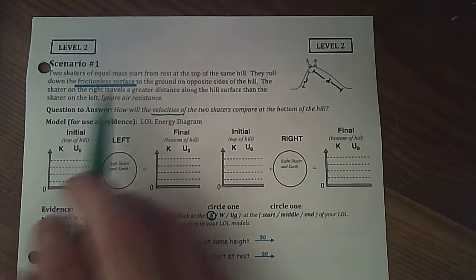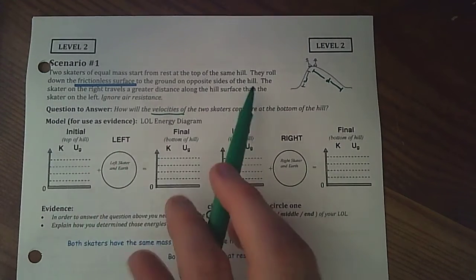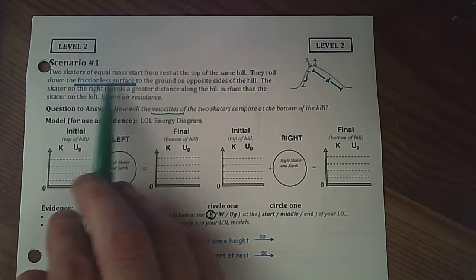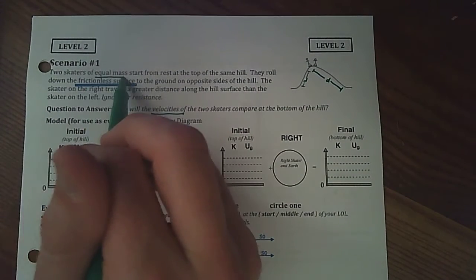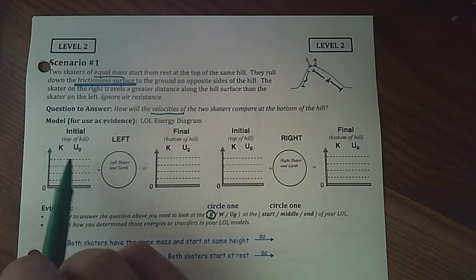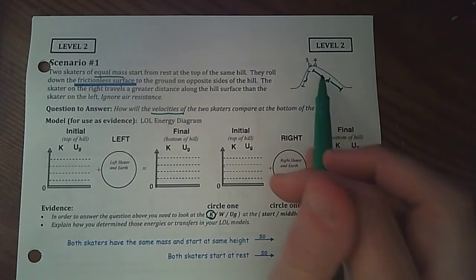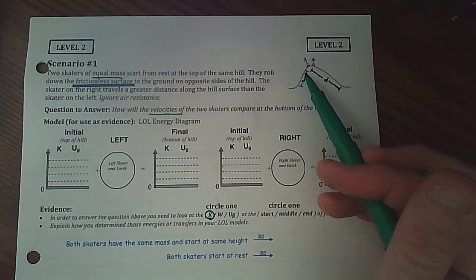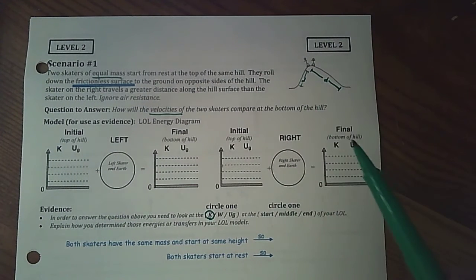So two skaters of equal mass start from rest at the top of the same hill. They roll down the frictionless surface, so by the way, a few things I'm going to underline: equal mass. They roll down the frictionless surface to the ground on opposite sides of the hill. The skater on the right travels a greater distance along the hill surface than the skater to the left. Makes sense. Shorter distance right here.